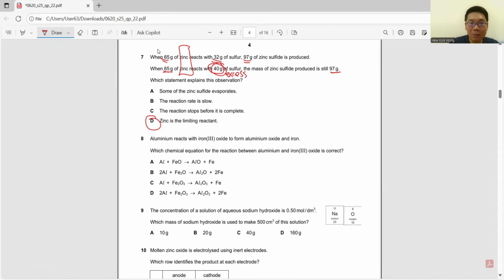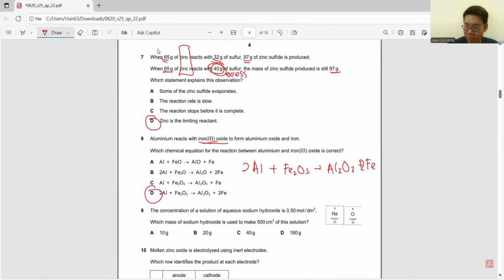Number 8. Aluminium reacts with iron(III) oxide to form aluminium oxide and iron. Which chemical equation for the reaction between aluminium and iron(III) oxide is correct? So aluminium, iron(III) oxide will form aluminium oxide and Fe. We do balancing, so it's D.